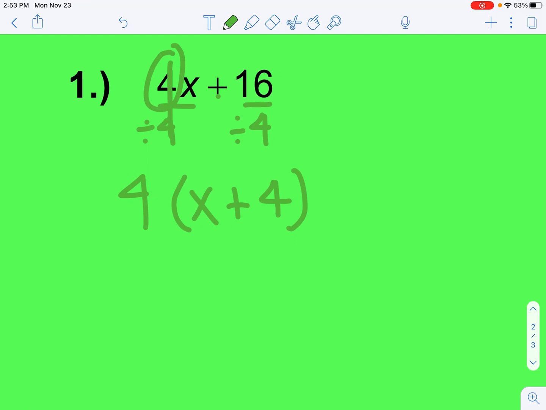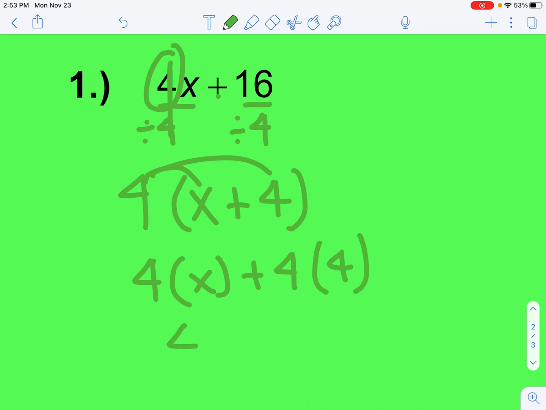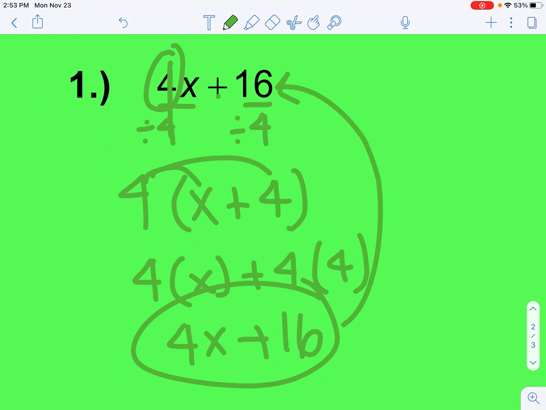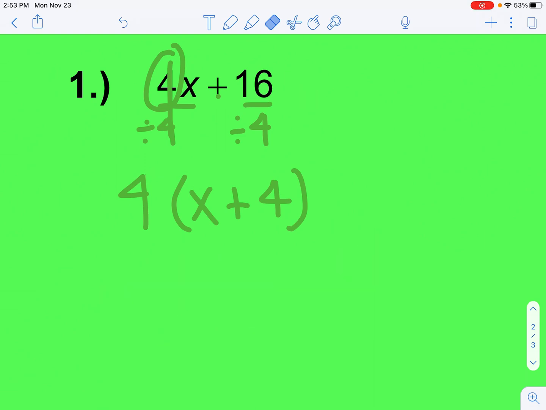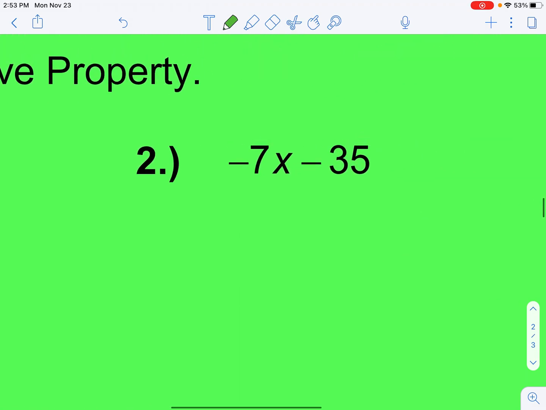And we can check to make sure this is right by using the distributive property. 4 times x plus 4 times 4. This gives me 4x plus 16, which was exactly the same as I got up there. So I am done. Let me erase this to make it look nice. That is my answer. Okay, now let's go to number 2.